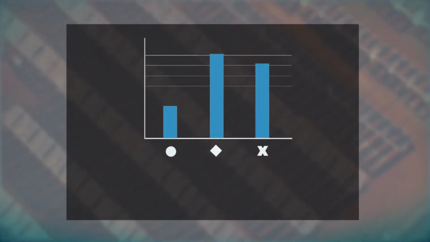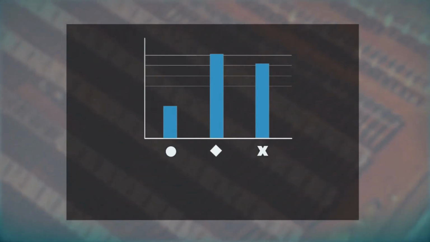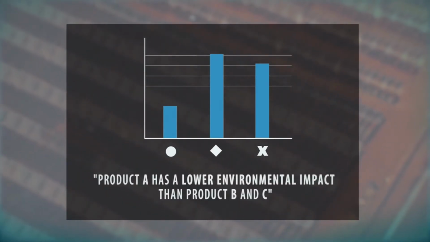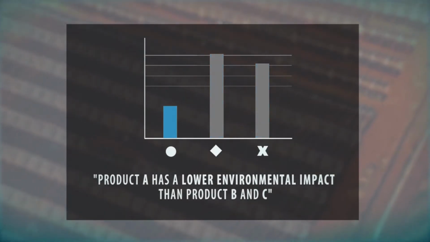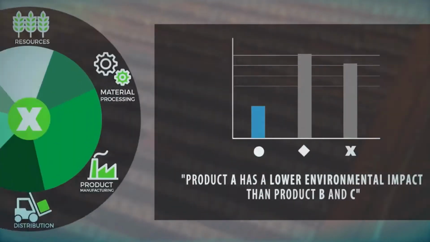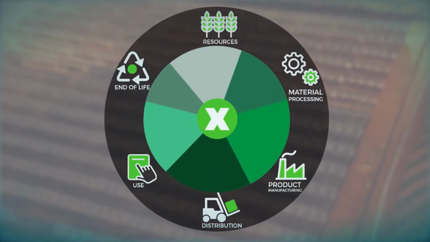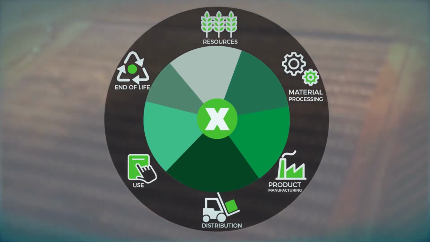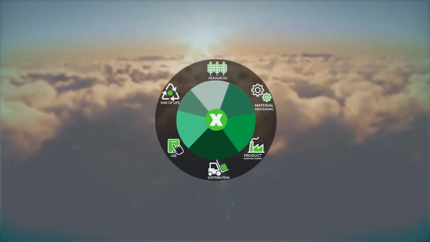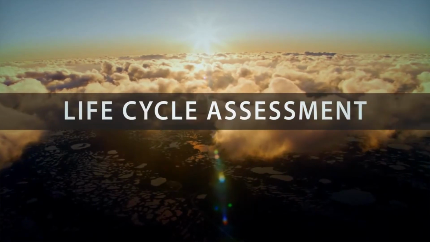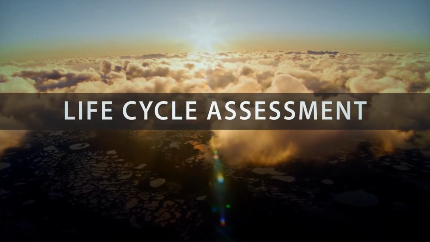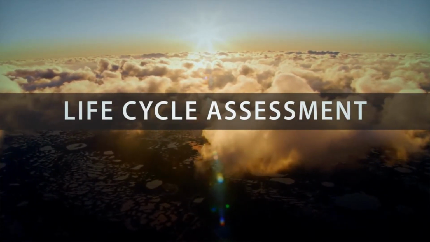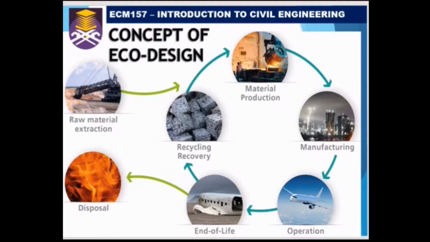Results can be used for marketing purposes, like product A has a lower environmental impact than product B and C. Or, for R&D, we know how we can improve the sustainability of this product. Sustainable development is the most important challenge of the future, and life cycle assessment gives important conclusions on how to make industries more sustainable.